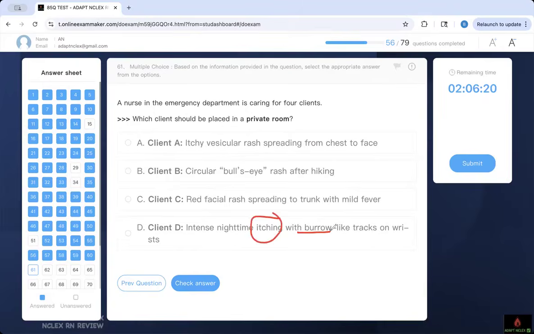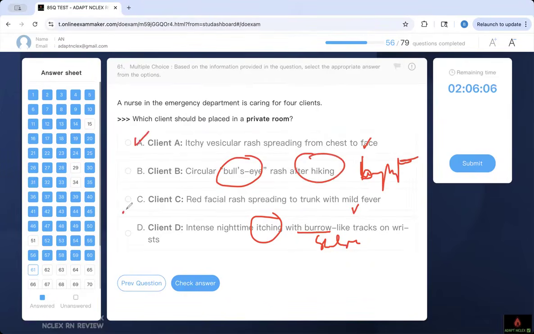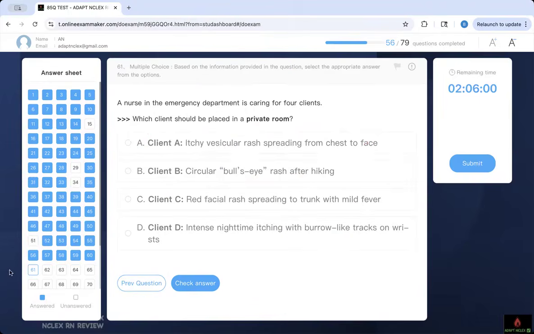Itchiness, burrow, mostly scabies. These two rashes, I don't know what they are. Bullseye is always for Lyme disease because of the hiking. Now you have A and C. Which one is dangerous? I see vesicular. Every time you see a vesicular lesion, think about varicella. So that's the one we're picking.